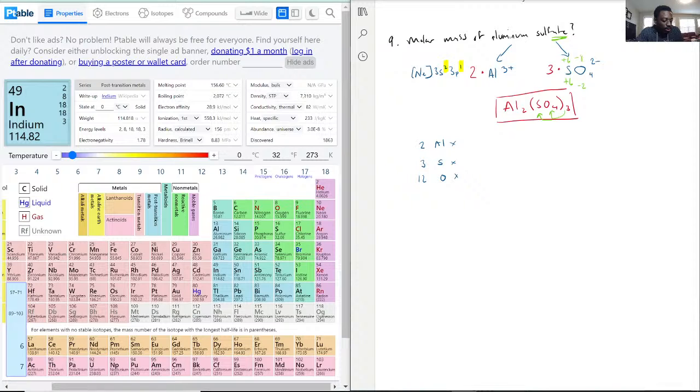So 2 aluminum, so that's 26.982. Sulfur is 32.06. Oxygen is 15.999. Okay. And now, 26.982 times 2. Okay, 53.964. Okay.